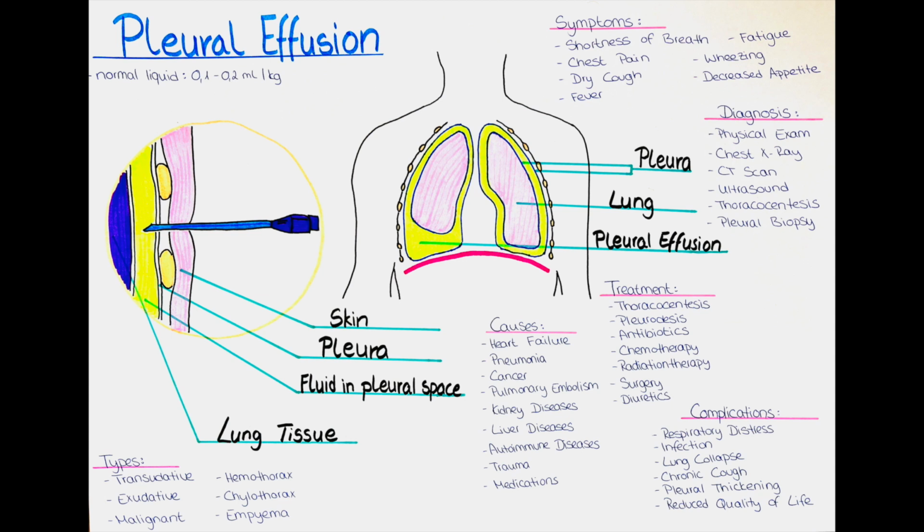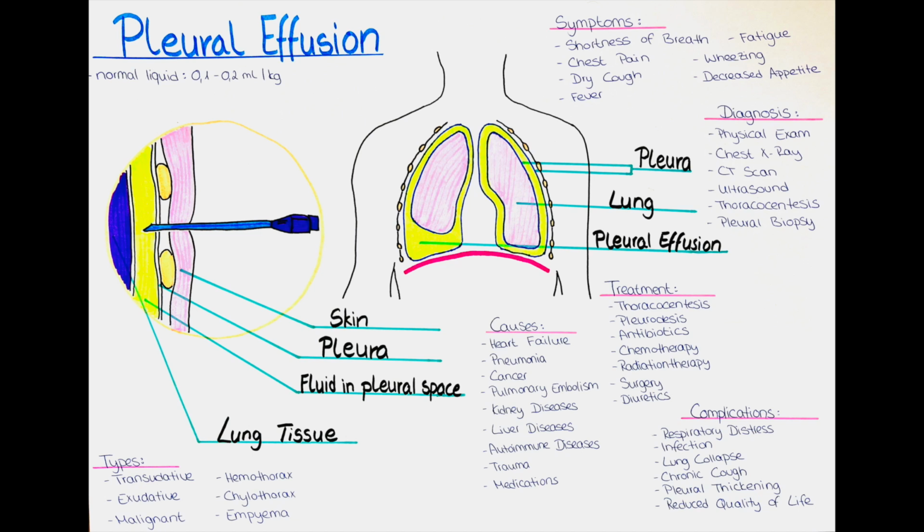Antibiotics can also be used in the treatment. If the pleural effusion is caused by an infection, antibiotics may be prescribed to treat the underlying infection. Chemotherapy or radiation therapy. If the pleural effusion is caused by cancer, chemotherapy or radiation therapy may be used to shrink or destroy the cancer cells. In some cases of pleural effusion, surgery may be necessary to remove the pleural tissue or the lung in order to relieve the pleural effusion.